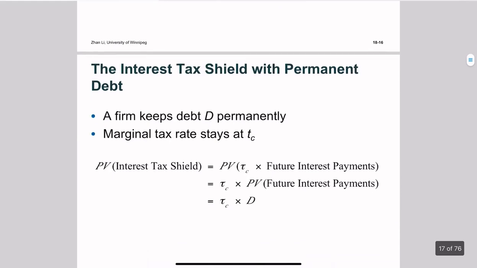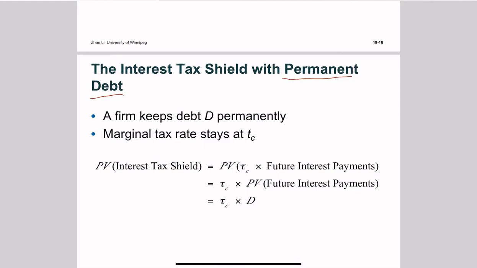Okay, now let's talk about the second case. It's actually somewhat a weird case because this case is about the interest tax shields with permanent debt. So the key here is the firm is taking on a permanent debt.